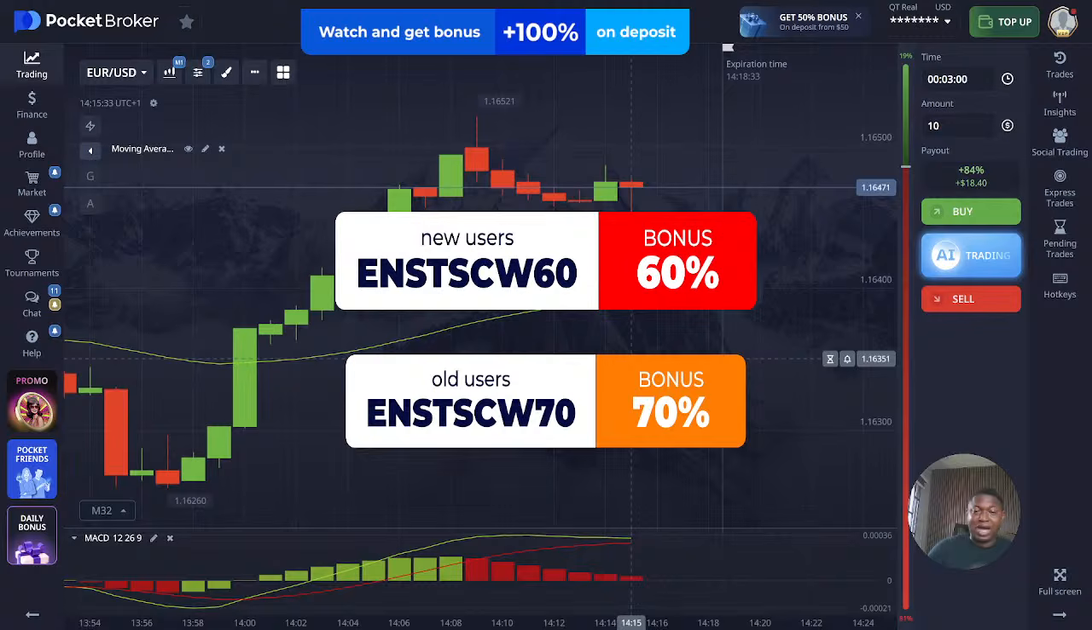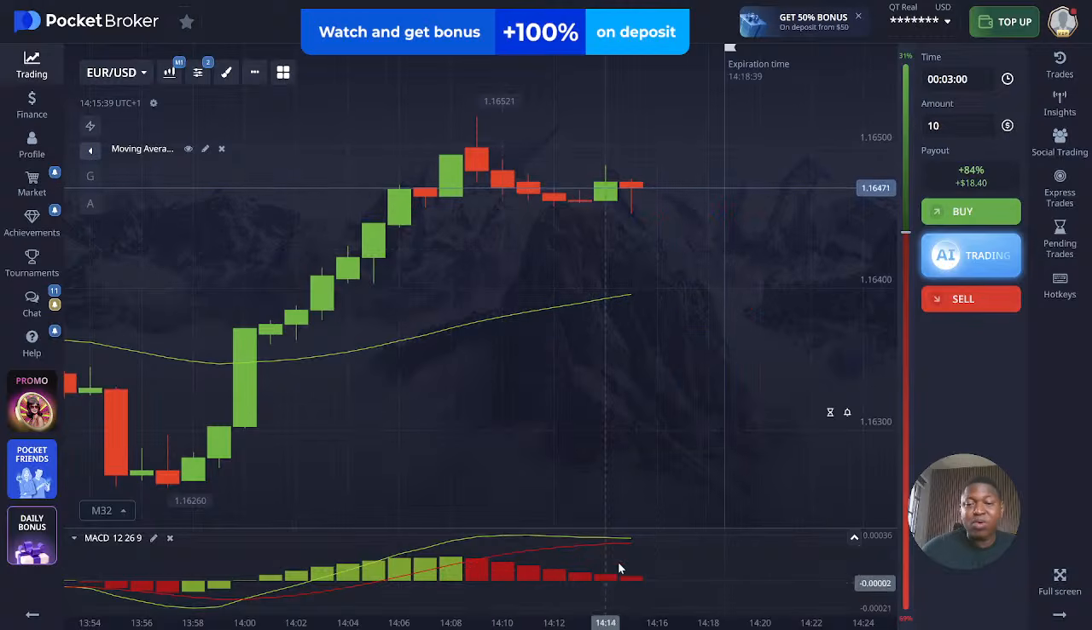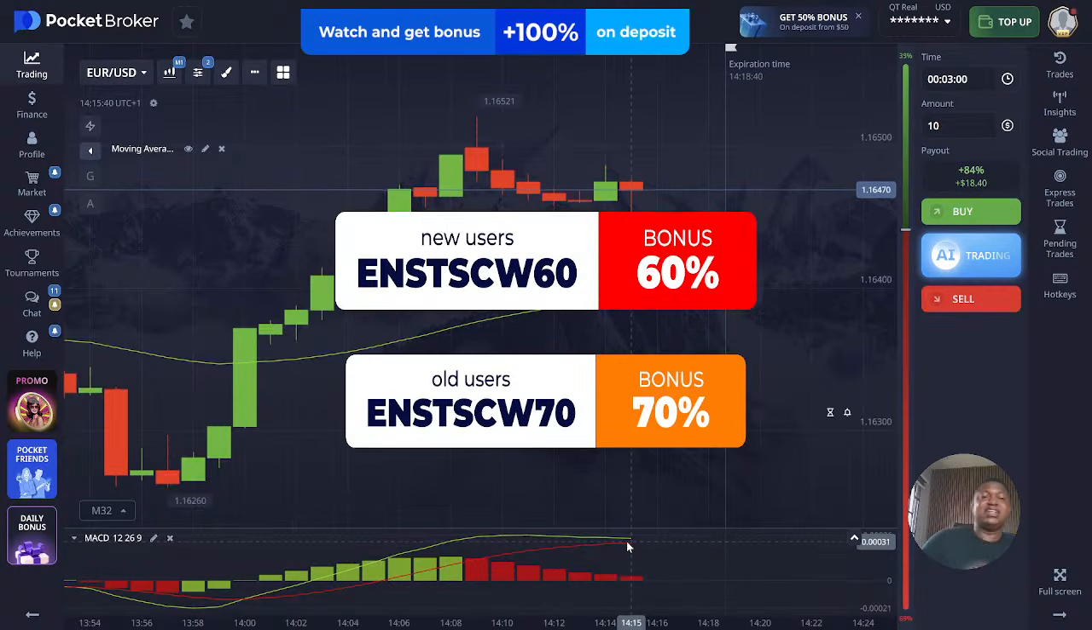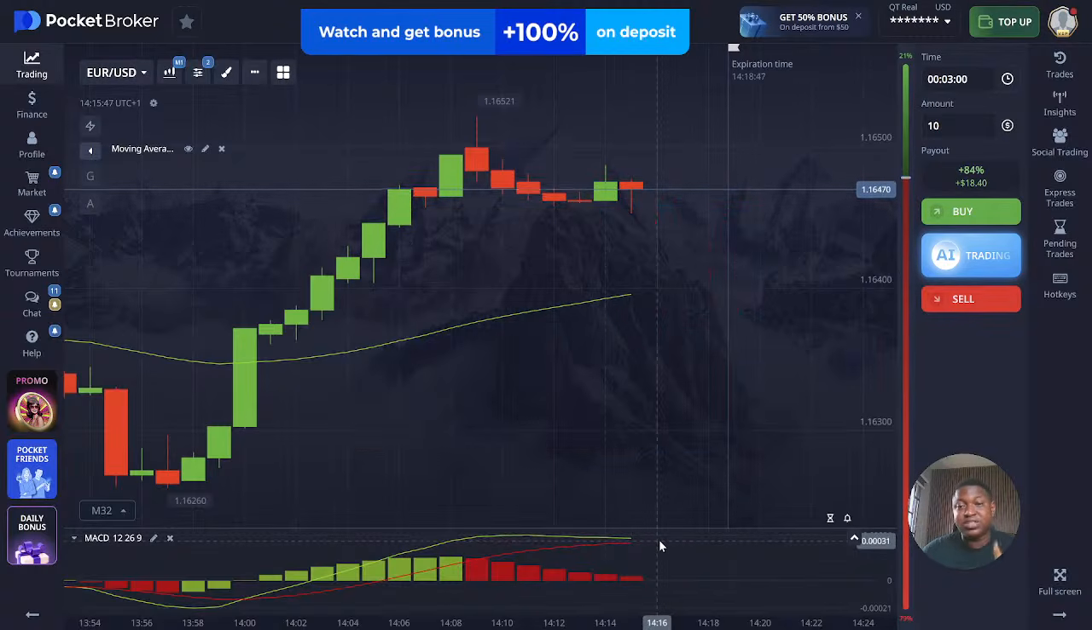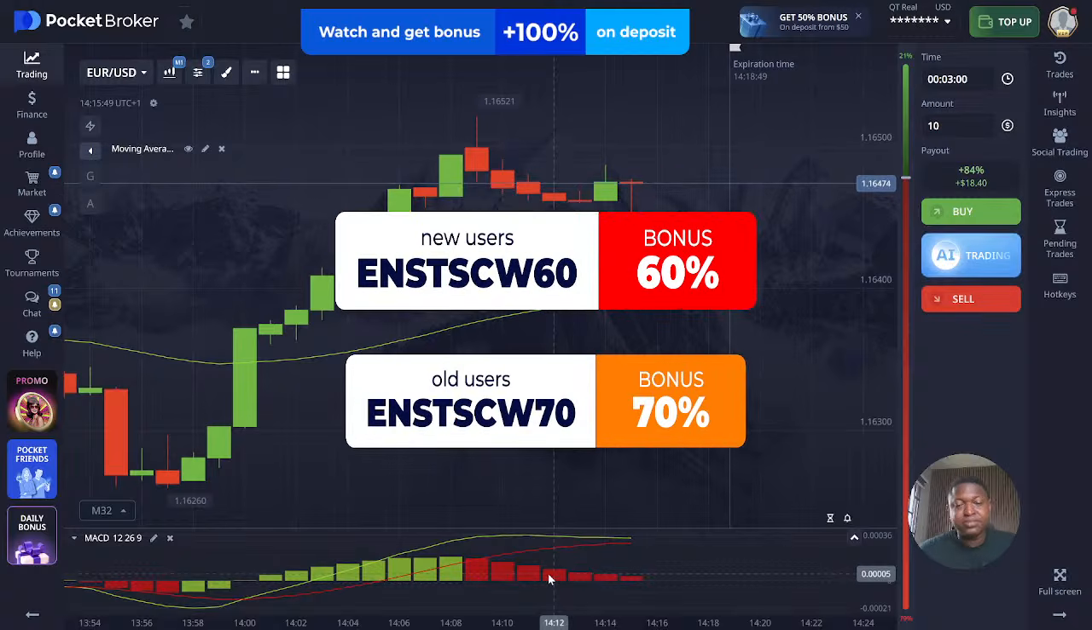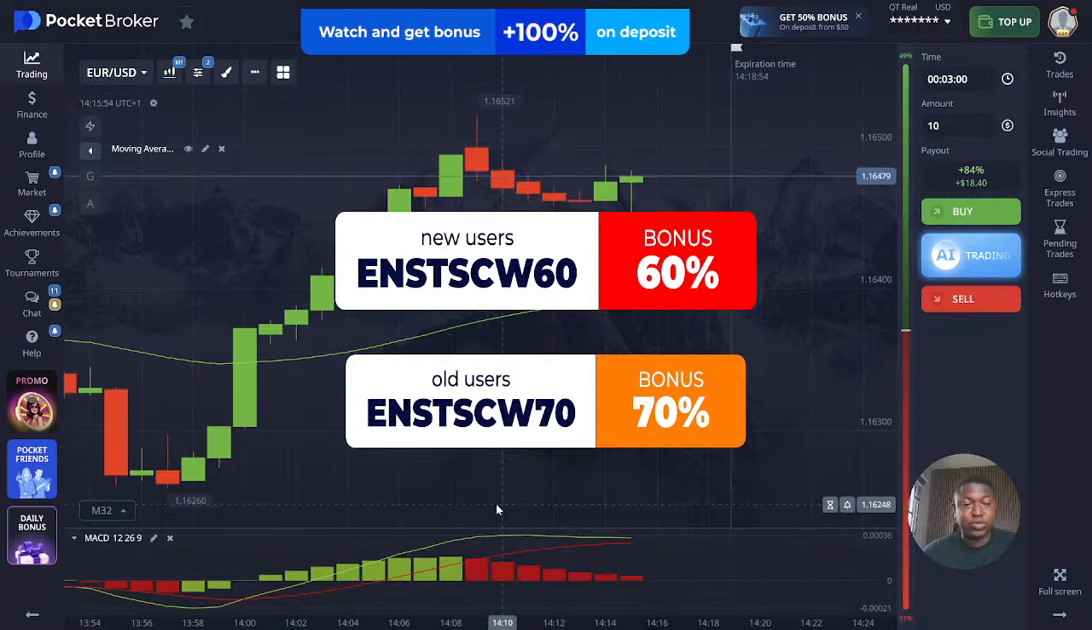I'm going to be showing you another easy MACD strategy that you can use to trade even while waiting for the market to cross, which is the hardest thing in trading. There's another way to trade MACD, which is the one I'm going to be using now while we are waiting for the market to cross.